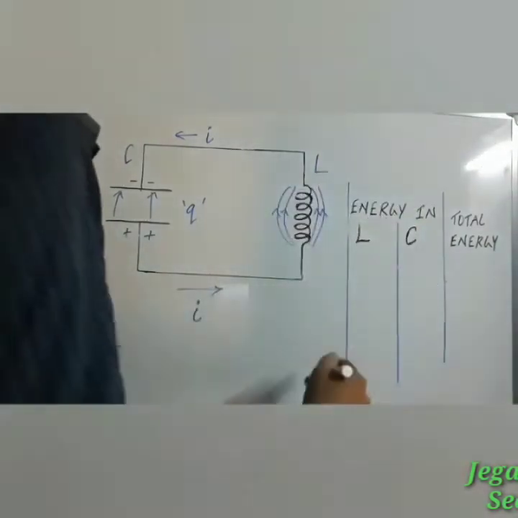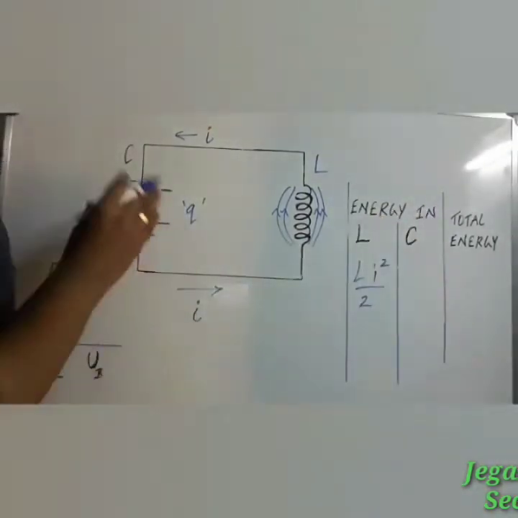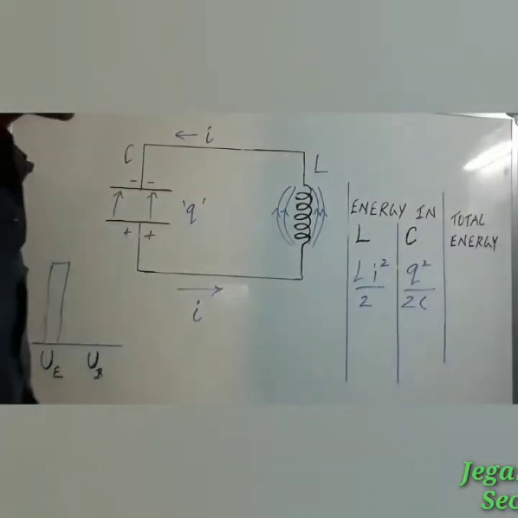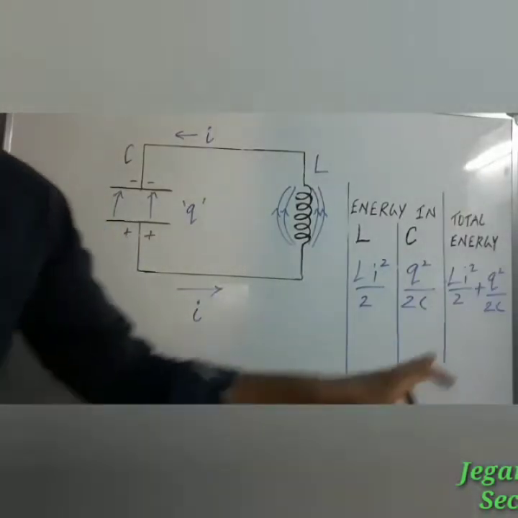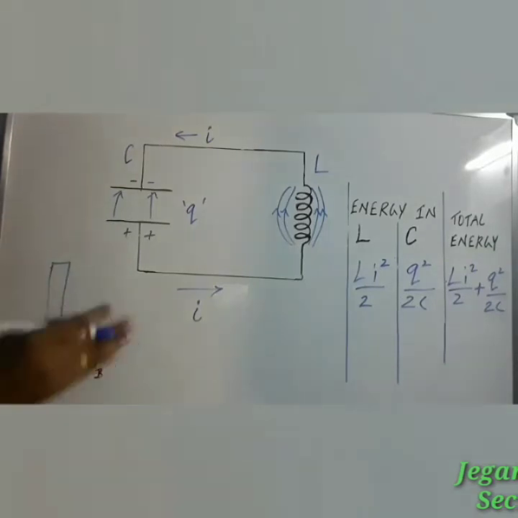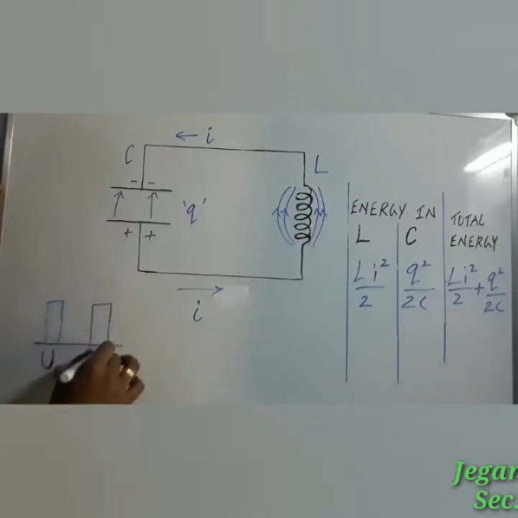What is the energy stored in the inductor? L I square by 2. What is the energy stored in the capacitor? q square by 2C. Then what about the total energy? Addition of the two energies. That can be represented like this. So both the components have the same energies now.